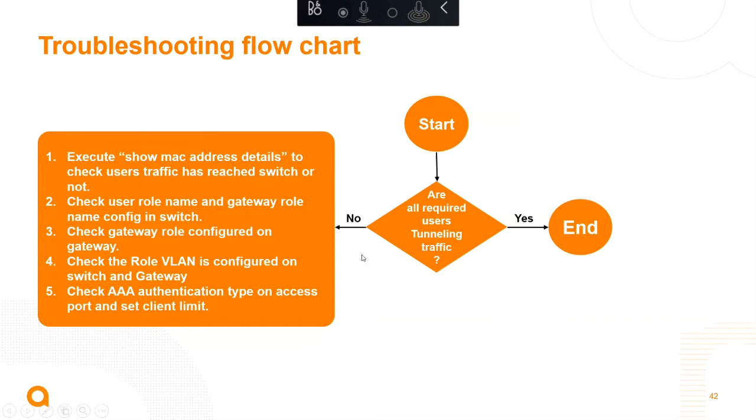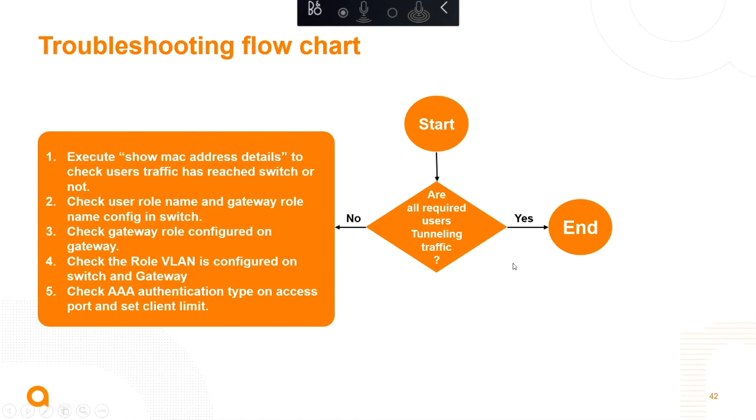Second one is, considering the user registration has gone through, but not all user traffic is being tunneled. For that, we can see whether the user MAC is learned on the switch with the command show mac-address details on the switch. And we can also see whether the user role as well as the gateway is configured correctly on the switch, as well as check whether the gateway role is configured on the gateway along with the VLAN. Here VLAN is very much important. The user role VLAN should be configured on the switch as well as the gateway.